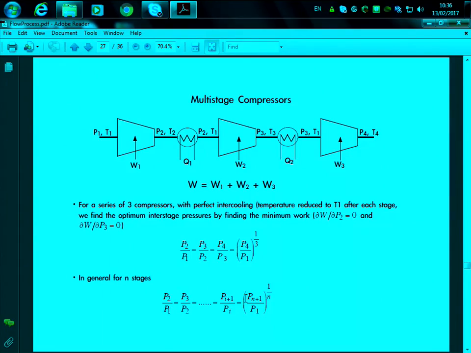So here we have the total work, which will be work 1, work 2, and work 3 added together. Okay, and the temperature is reduced to T1 after each stage. So basically the changes in pressure will be equal in each one, and we will have 1/3 in this case. So for the general stages, we can just generalize this equation, and after that solve it. But we won't go into detail for this.